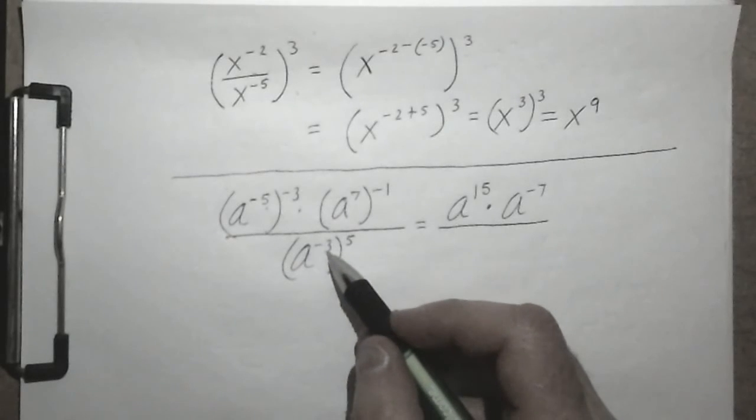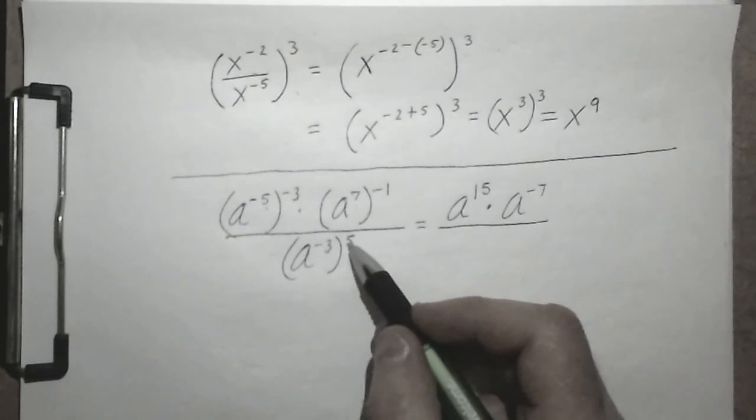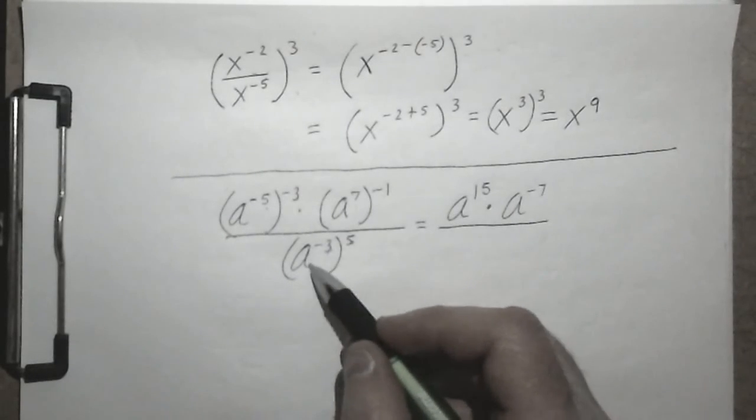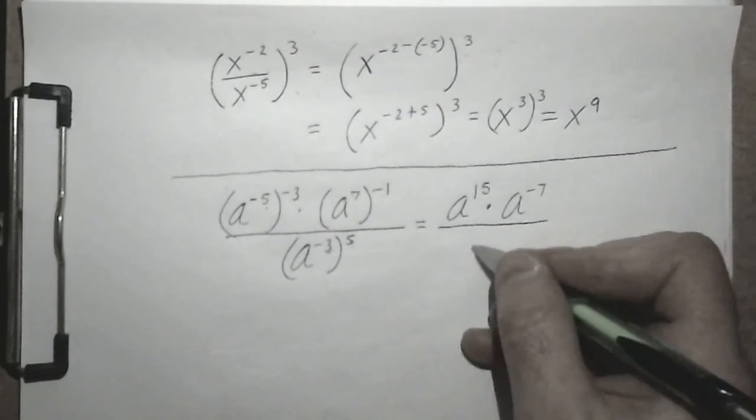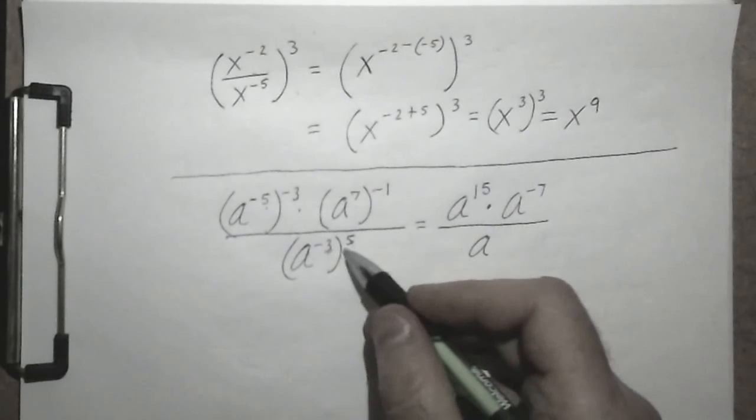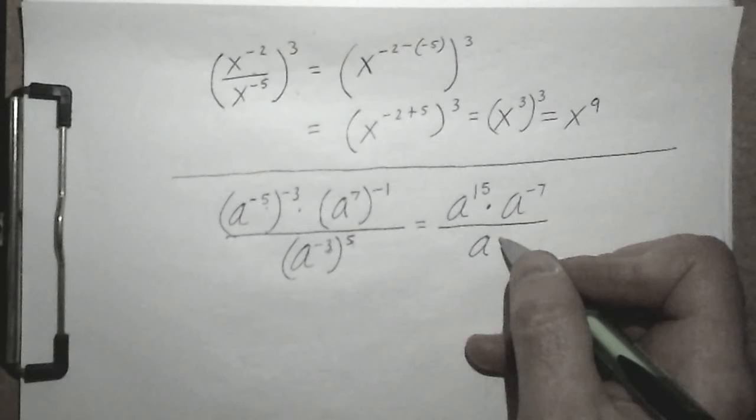In our denominator, we're raising a power to a power also, in which case we multiply the exponents. So we're going to have a to the negative 3 power raised to the 5th power is going to be a to the negative 3 times 5 power, or a to the negative 15th power.